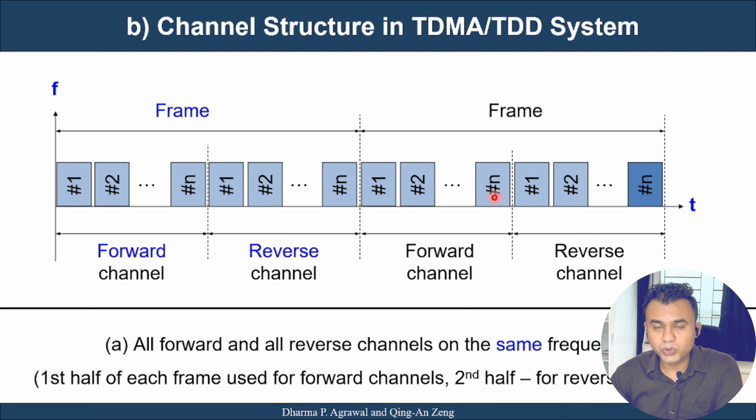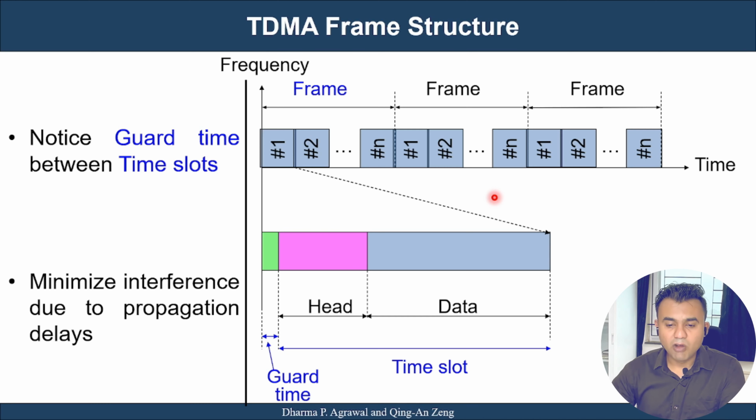TDMA/FDD is sometimes used to keep a separation between uplink and downlink so that interference can be avoided. Now, TDMA frame structure, if we take a look quickly, let's say these are the time slots 1, 2, and so on. So in one frame, all n users will be allotted a single time slot with a specific guard band. So there will be a guard time, then there is a header, and there is data. So this is called my frame for TDMA.